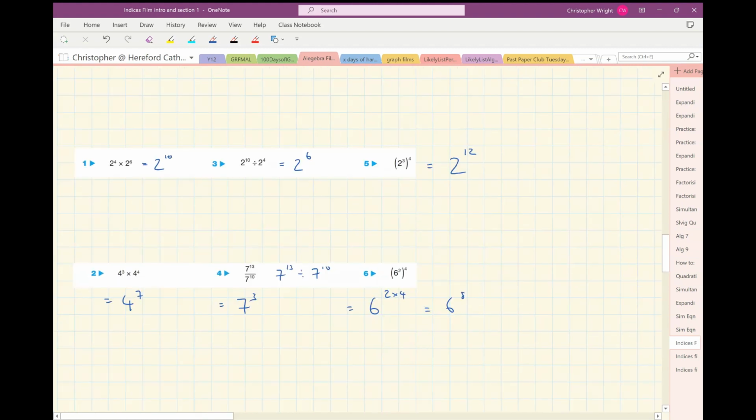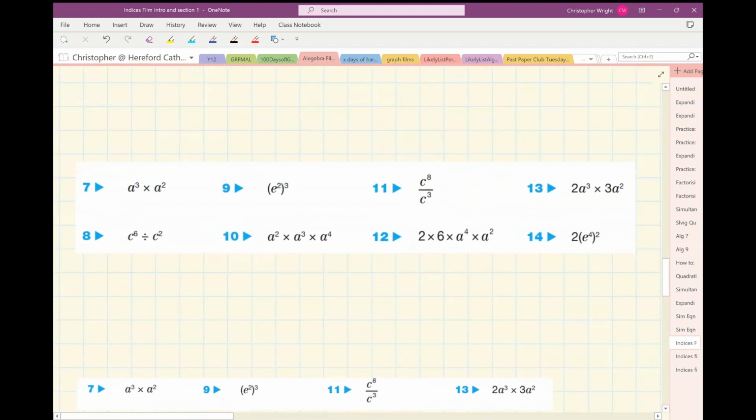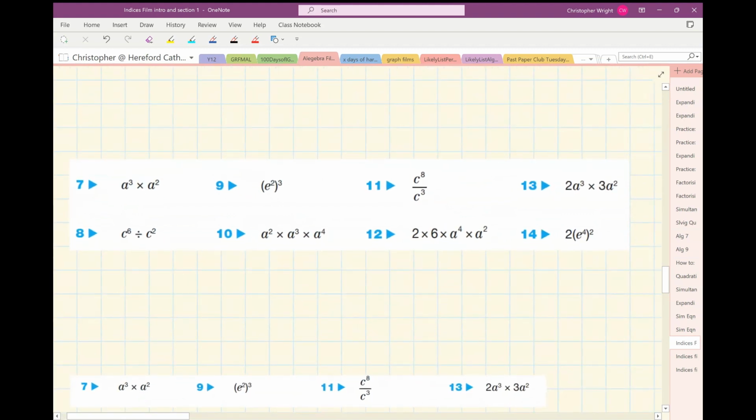All right, now here are some slightly harder ones. Pause the film, have a go at 7 to 14. Press play again when you're ready, and I'll run through them.